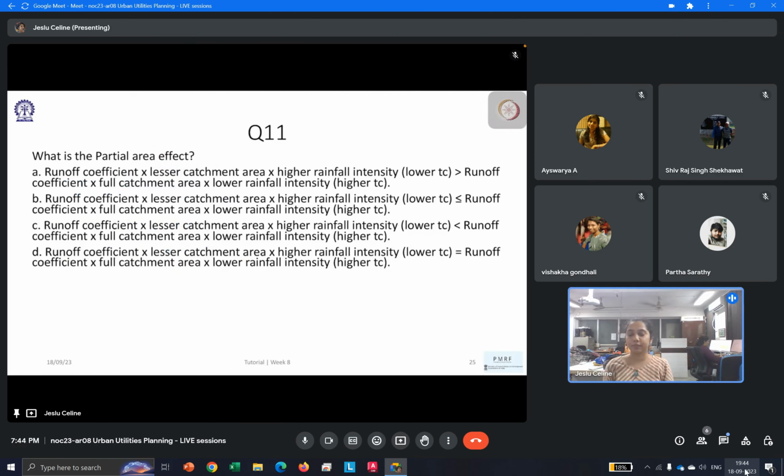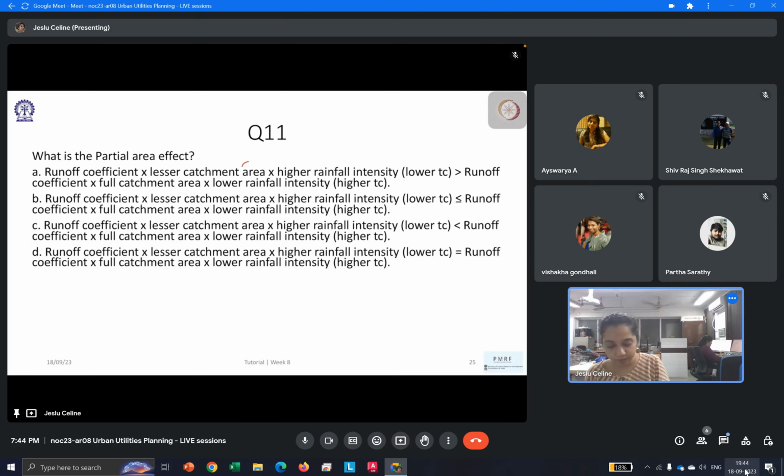Question 11. What is the partial area effect? Runoff coefficient into lesser catchment area into higher rainfall intensity is greater than runoff coefficient into full catchment area into lower rainfall intensity. Okay. And option B says runoff coefficient. I think these terms might be confusing.